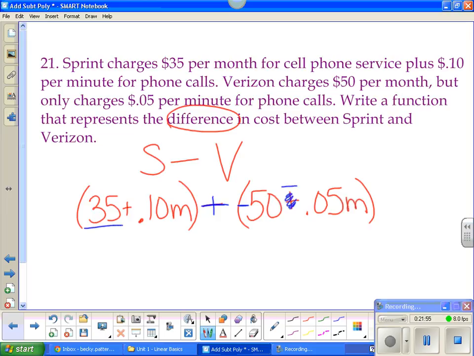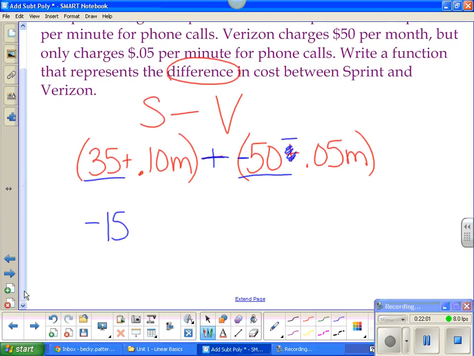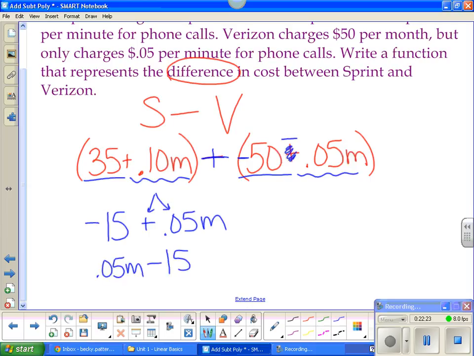So I have a 35 and a negative 50. So it's going to be a negative 15. All right, now be careful here. I have a positive 10 cents and a negative 5 cents. So that's going to give me a positive 5 cents M. And again, if you wanted to put the M in the front, this positive stays with it. So 0.05 M minus 15. Either one of those would be just fine.